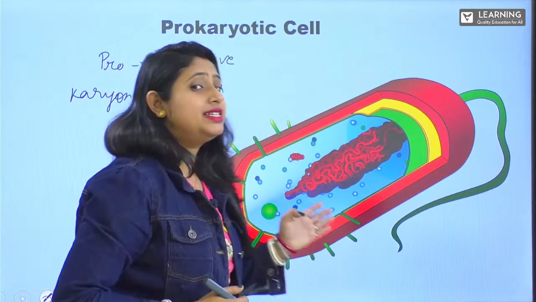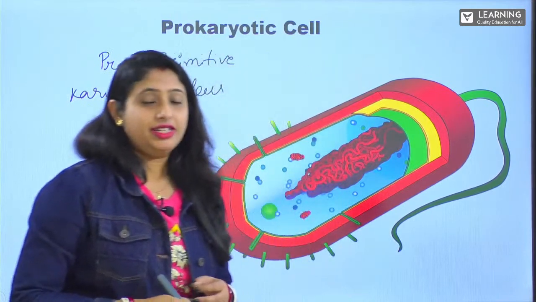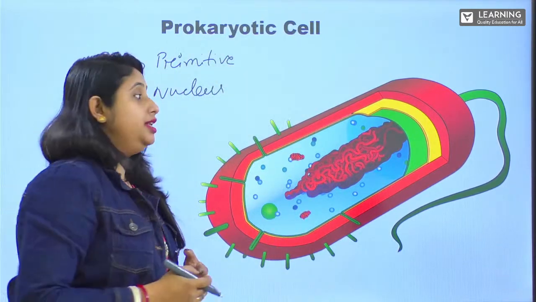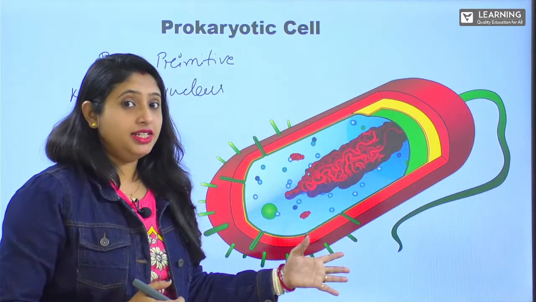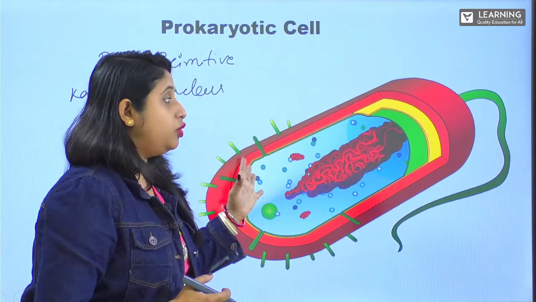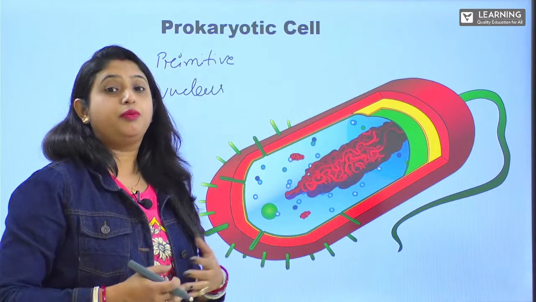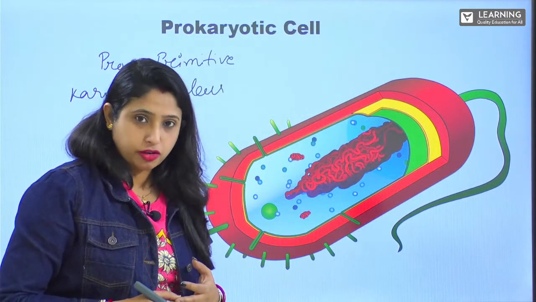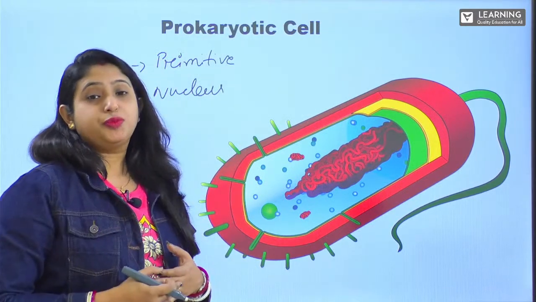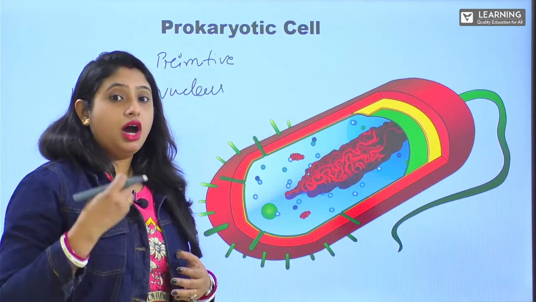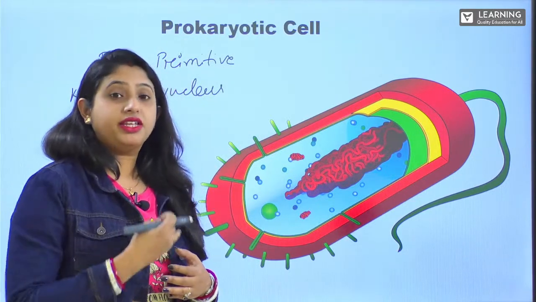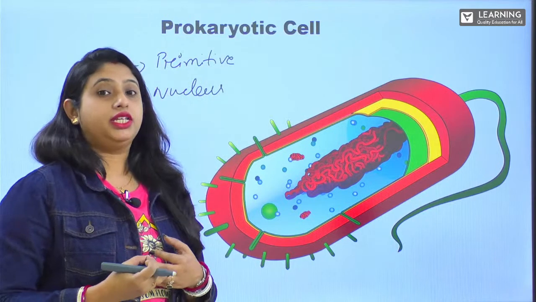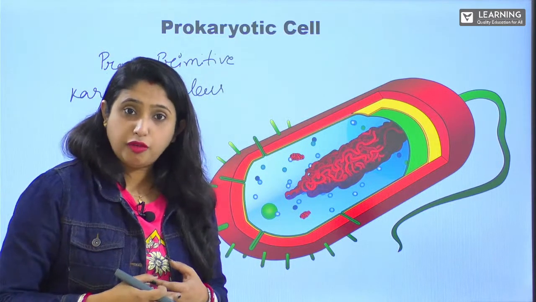As you can see, this is the picture of the prokaryotic cell, that is the bacterial cell. You can see it properly with the help of the electron microscope. We cannot see this prokaryotic cell with the naked eye. The bacteria which we cannot see with our naked eyes, we can see only with the help of a microscope.